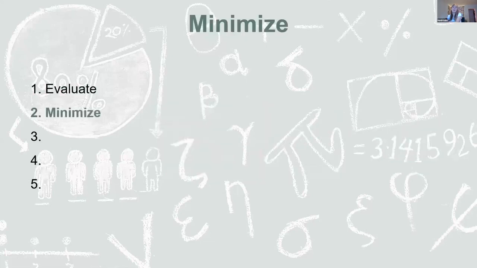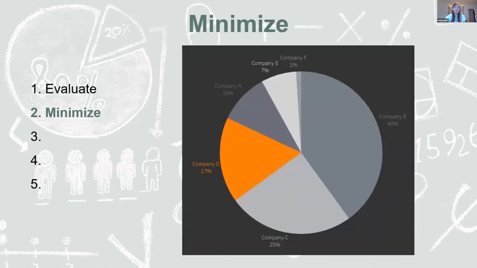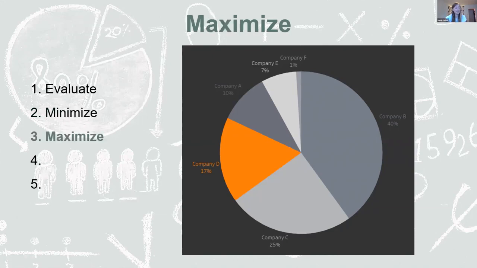Second, minimize. When everything is important, nothing truly is. Do not drown your consumers in visual impulses. Use colors sparingly and group slices where possible. Usually only one slice is truly important. For example, it's your company against the competition. So highlight the important slice using color and show the others in grayscale.